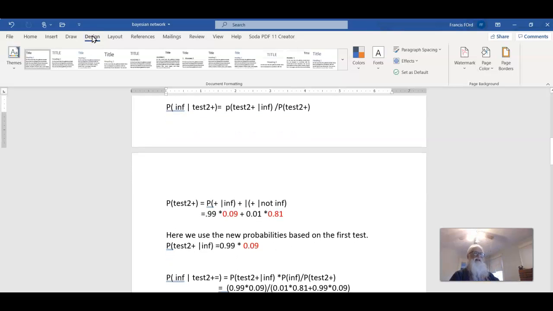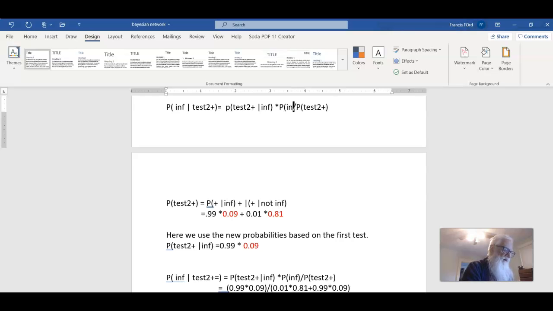The test 2 positive, this is where the change is. The probability that you're infected has changed because you took the first test. And the probability that you're not infected has changed. You use that information in your new one. And surprisingly, when you do all the arithmetic, by the way, I left something out. I just realized the P infinity. I thought something was wrong.